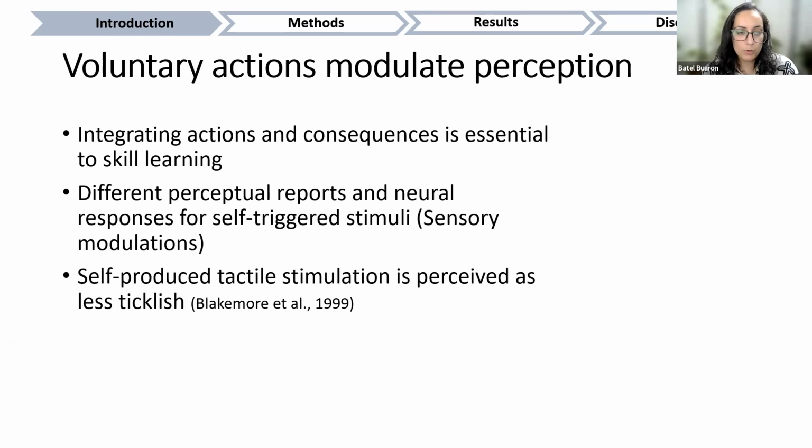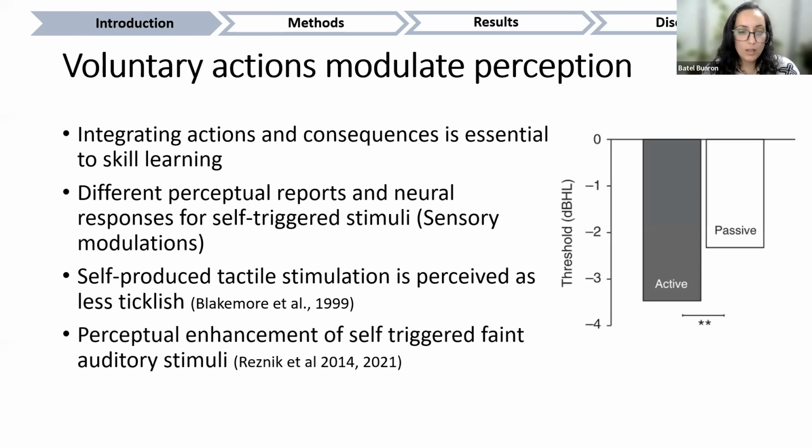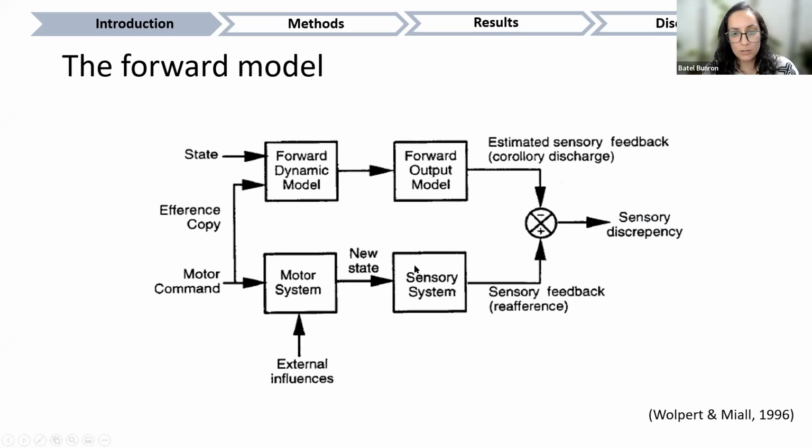And maybe the most intuitive example for this phenomenon is the fact that we can tickle ourselves. If we try to tickle ourselves, it feels less intense than when someone else is trying to do it. And this effect is not only specific to the tactile modality, but it was found in other modalities as well. So for example, in the auditory modality, it was found that participants' hearing thresholds were lower, so they could detect lower intensity sounds when they were actively triggering the stimuli relative to when they were passively perceiving the same stimuli. And the theoretical model that's trying to account for this phenomenon is called the forward model.